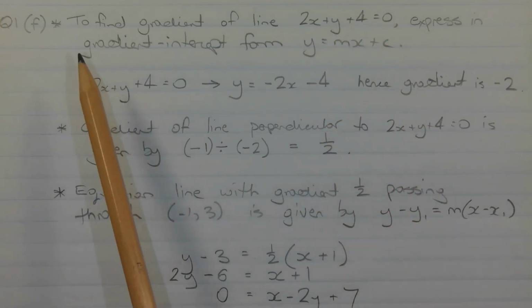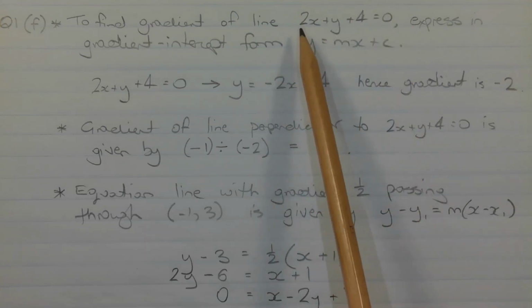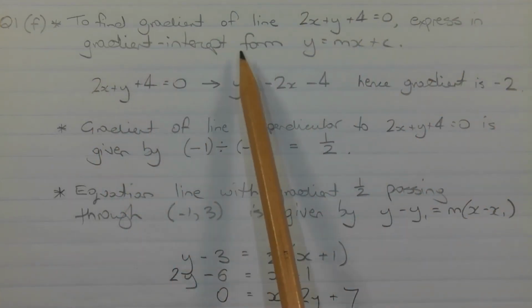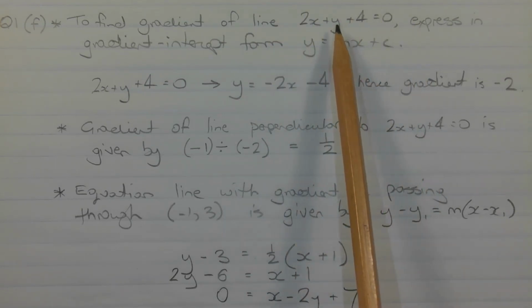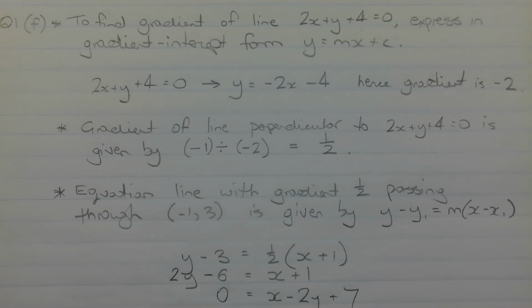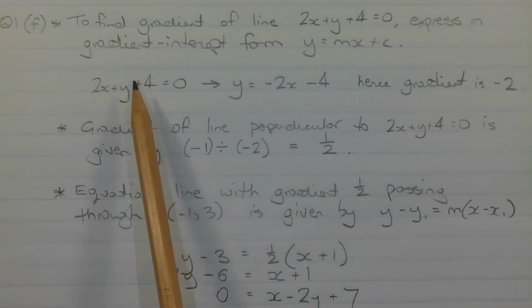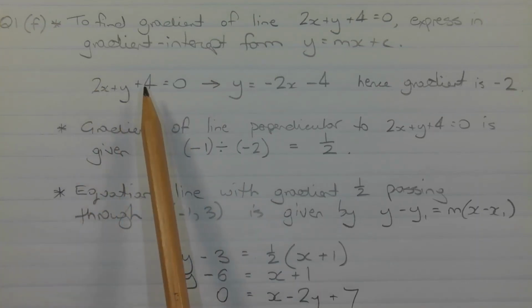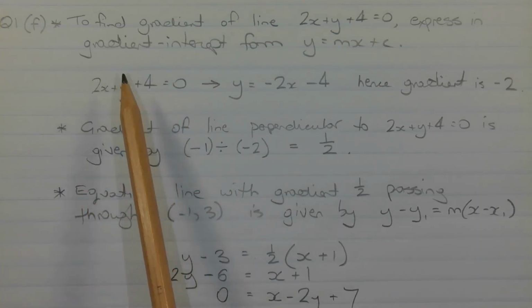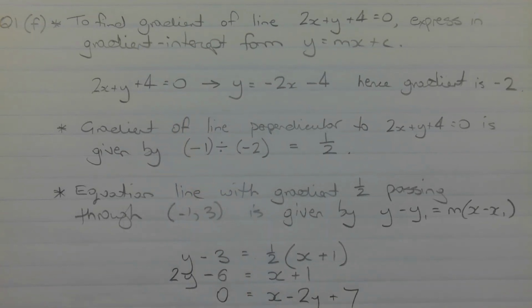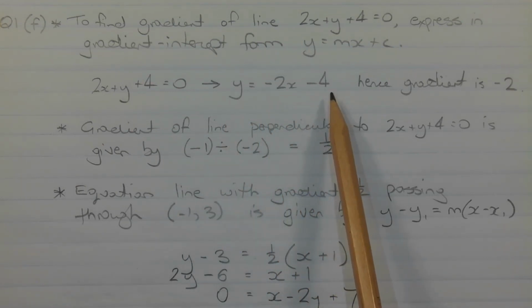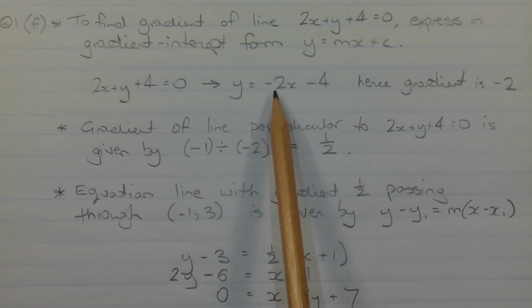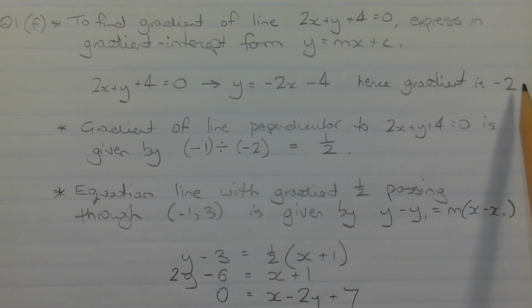So our first step is to find the gradient of this particular line, and we do that by expressing it in gradient-intercept form, y = mx + c. Currently it's in general form, and we need to make y the subject. So I'm going to do that by moving 2x and 4 over to the other side. Now 2x is positive and 4 is positive, so when I move those two terms over to the other side, they become negative. So rearranging this equation to make y the subject, we get y = -2x - 4, and -2 represents the gradient of the line, hence the gradient is equal to -2.